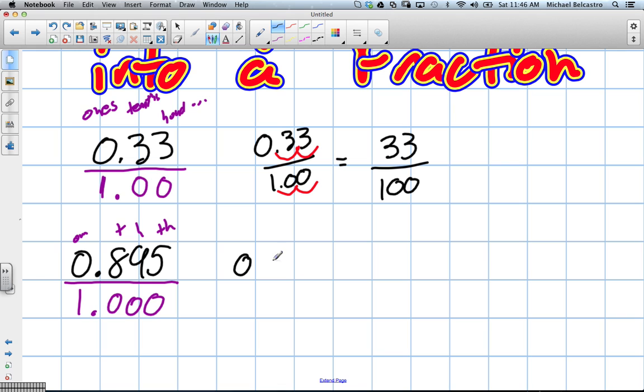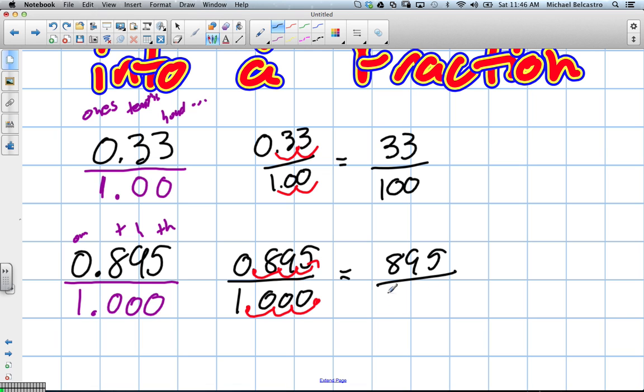Now I'm going to rewrite it. 0.895 divided by 1.000. I need to make the number on top a whole number. So what do I got to do with this decimal? Move it over 3 decimal places, which means I move this guy over 3. 1, 2, 3. What is now my fraction value? 895 over 1,000. That's it. It's now a fraction. Simple. Okay. That's how we go about doing that.